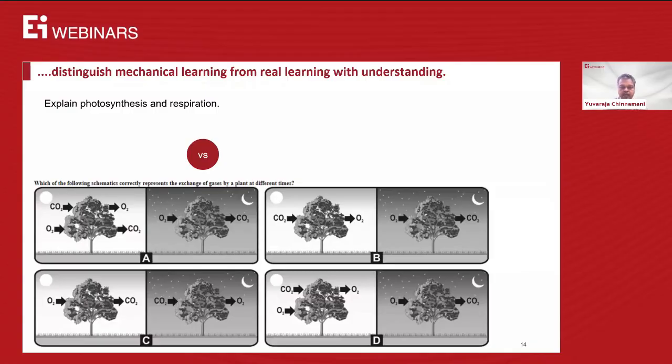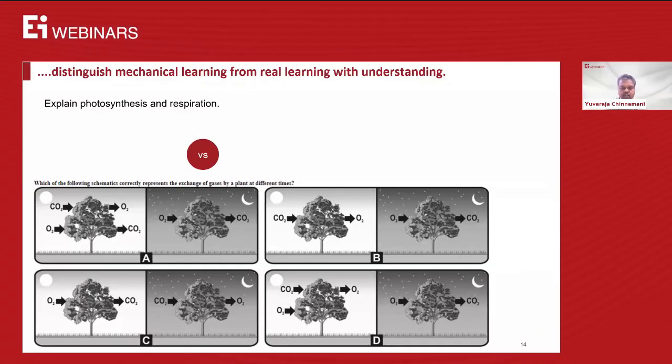Let's look at another example of how we can move from mechanical learning to real understanding. The traditional question simply asks students to explain photosynthesis and respiration. And what typically happens is students memorize definitions and just reproduce them without truly understanding the processes. But look at the alternative.